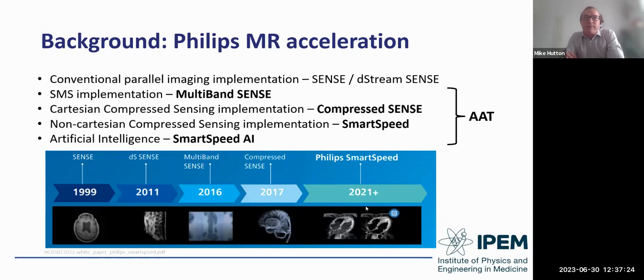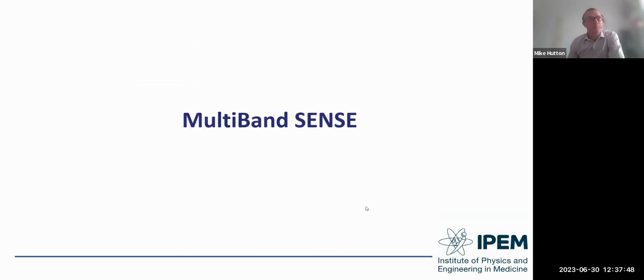That was followed closely by compressed sense that could be applied to Cartesian acquisitions. And then more recently, actually towards the end of 2022, they released SmartSpeed and SmartSpeed AI. So SmartSpeed allows compressed sense to be applied to non-Cartesian acquisitions, and SmartSpeed AI is, as the name suggests, the artificial intelligence implementation from Philips. So the ones in bold are the ones I'm going to be talking about today.